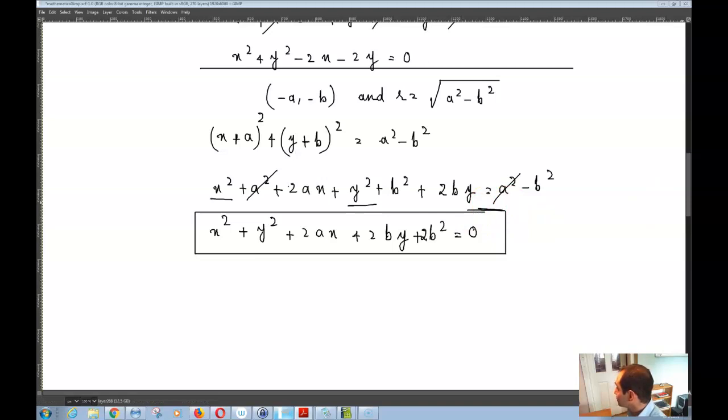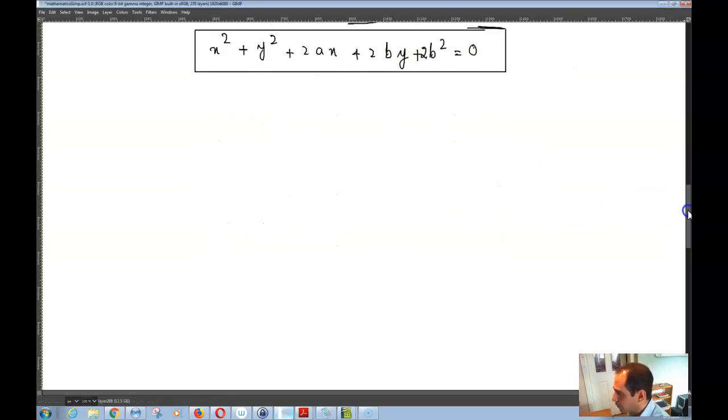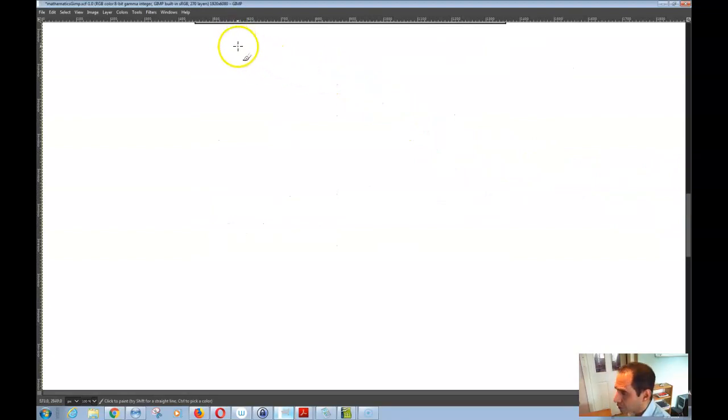Question number 6: in each of the following exercises 6 to 9, find the center and the radius of the circle. So for example, let's say that you have the equation of the circle (x + 5)² + (y − 3)² = 36.